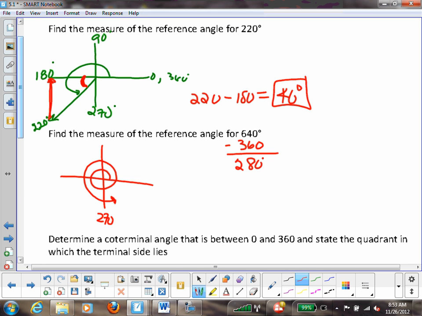So we're going to draw our little ray, because that's where it's ending. And where do I draw my triangle to? Up. It's got to be drawn to the horizontal axis. Well, the horizontal axis is what? Either 0 or 360. So I'm looking for this little bitty rotation. How do I figure out what that is? 360 minus 280 means my reference angle is 80 degrees, because that's the degree that takes me to the horizontal axis.